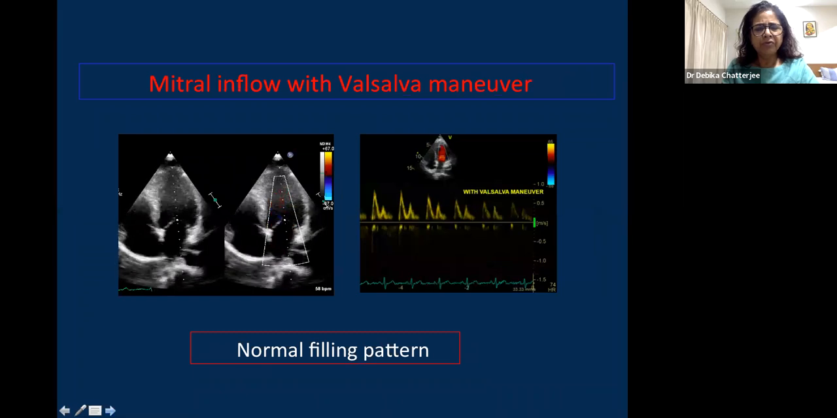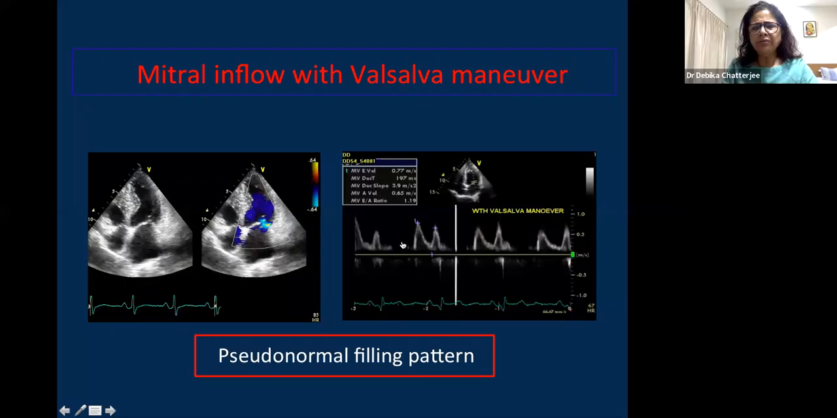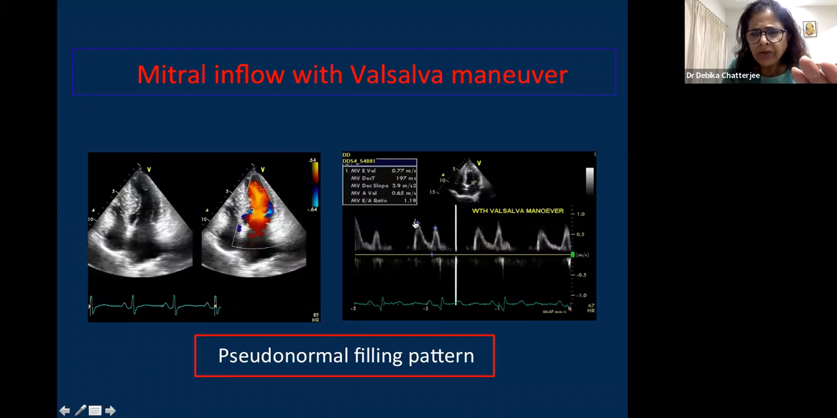Okay. So this you have understood, right? Yes, ma'am. Now your problem is with this one, right? Yes. What I said, see, this is looking like normal. E wave is more because LA pressure is high. Now with Valsalva maneuver, you are reducing the preload. Now, what is lying inside this pattern?